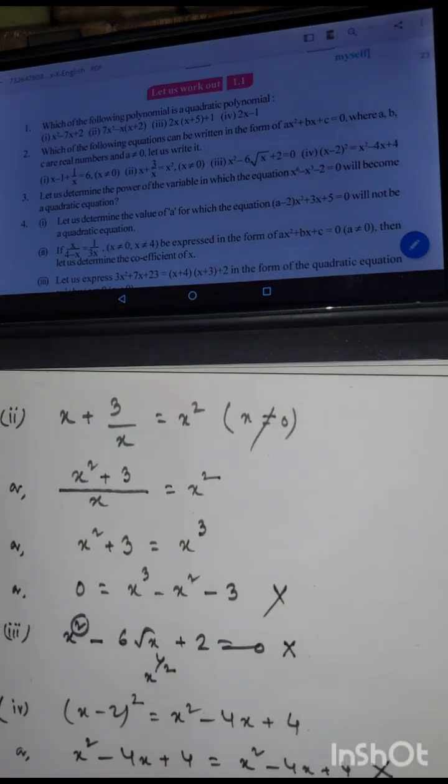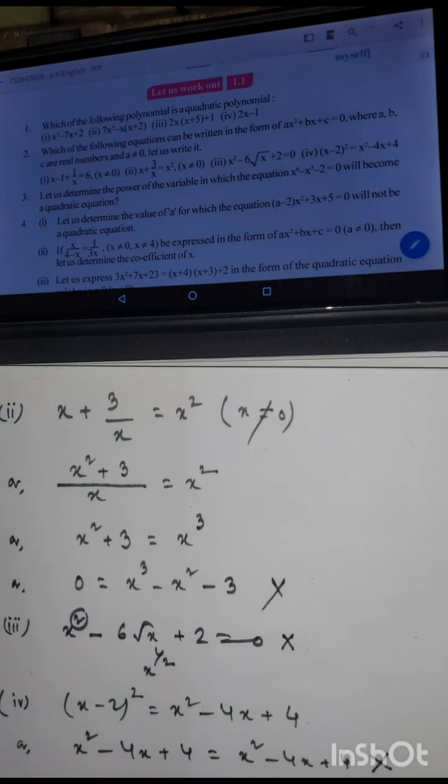So only one is a quadratic equation and it can be written in the form of ax square plus bx plus c equal to 0. Okay, let us proceed to our next question.